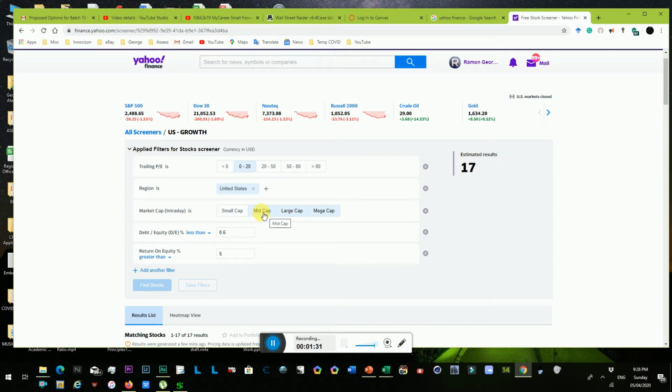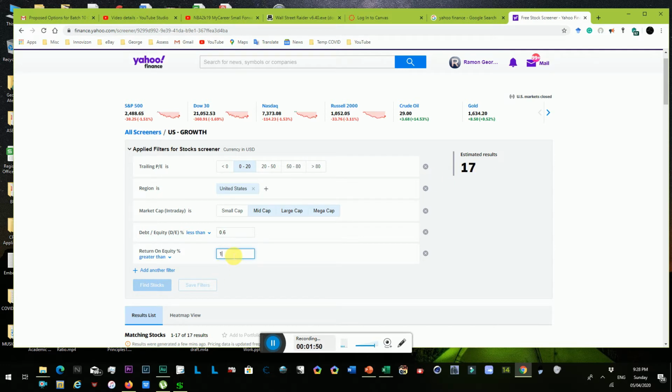Market cap is mid cap to mega cap. We don't want small cap companies. Debt to equity is less than 0.6. We want them to be not laden with debts. And the return on equity is greater than 5%. So how can it be growth if it's just 5%? Because we only have 17.